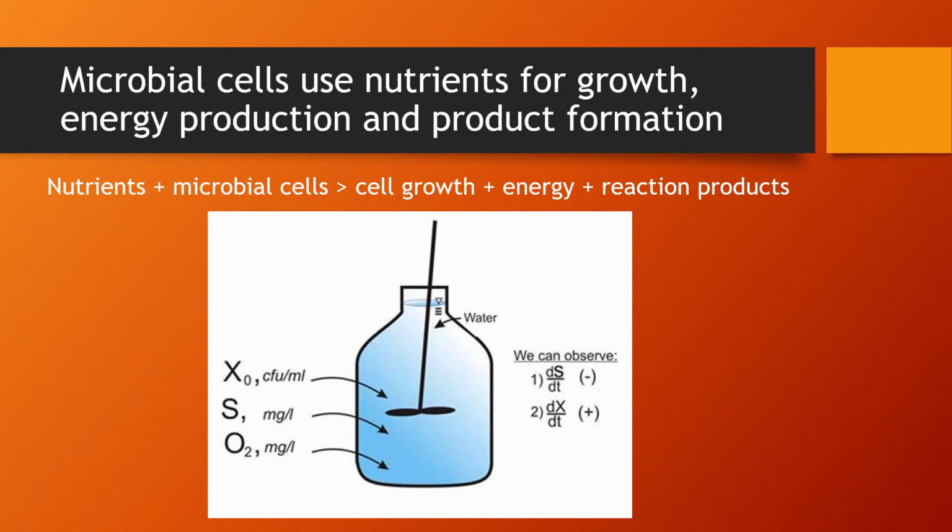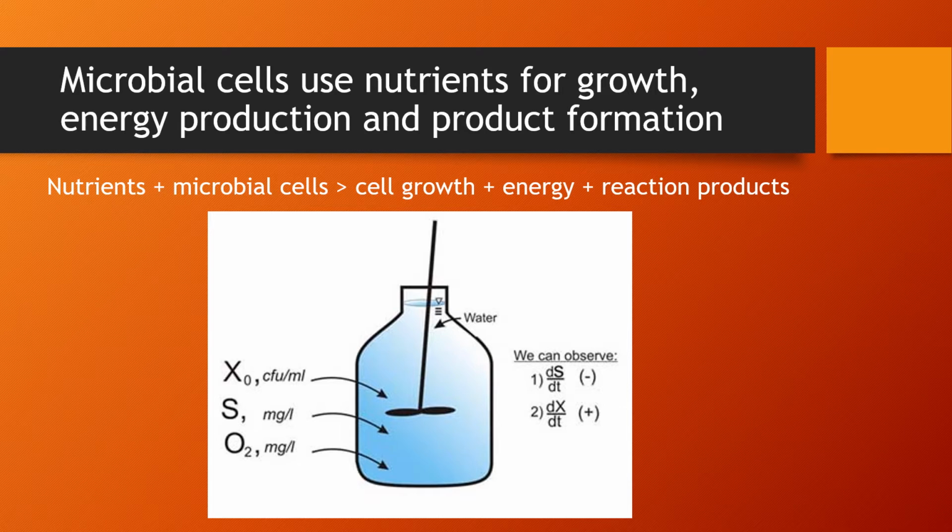There is also water present and there is a stirrer for continuous mixing of this medium. Here you can see that dS by dt is always negative. Why? Because with time the amount of substrate is decreasing, because microbial cells are eating up the substrate and using this substrate for energy production and other activities.